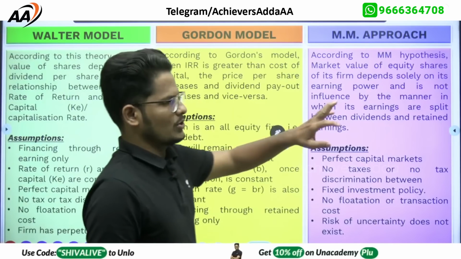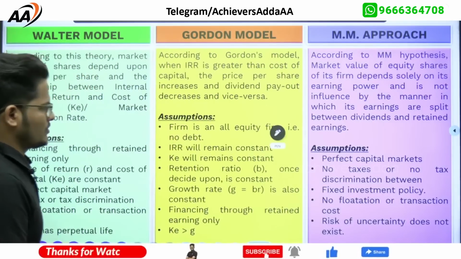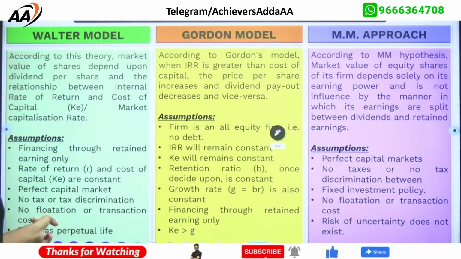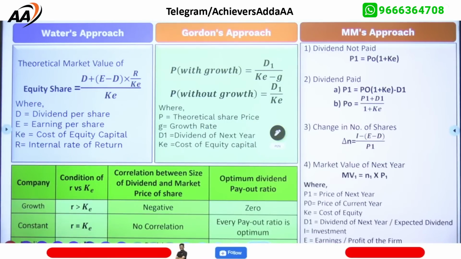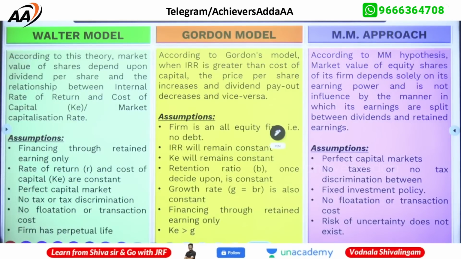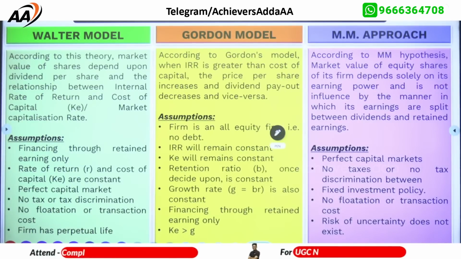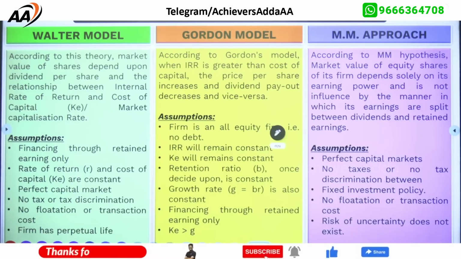Now dividend theories. In total, 3 important theories of dividend are there. In 2 charts only we are going to cover. These are the dividend theory assumptions and the propositions, as well as their respective formulas, and I am going to tell you the most important relationship. Ready for it? Very important, a damn sure question will come. A 100% sure question.